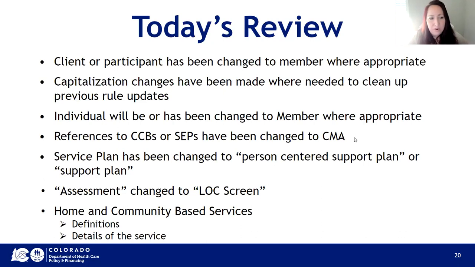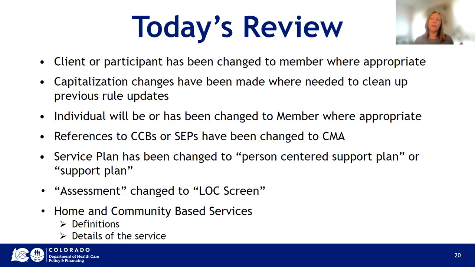And then I am going to let Karen take it away to explain what you're going to be seeing for our roles today. Good morning, everyone. My name is Karen Stewart. I'm an HCBS benefits supervisor with the department. For today's review, I just wanted to highlight a few things so you have a better understanding of some of the basic changes we've made throughout the documents.